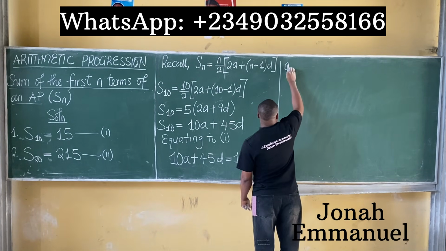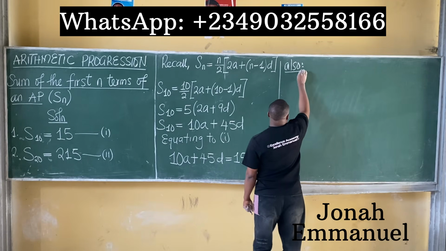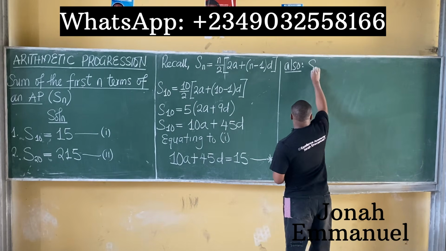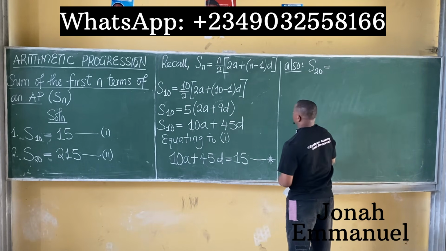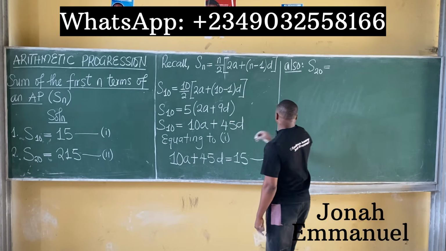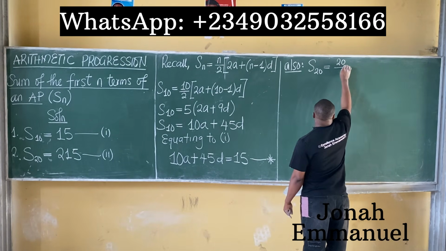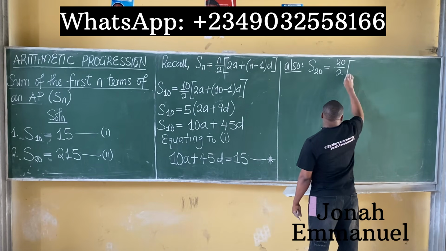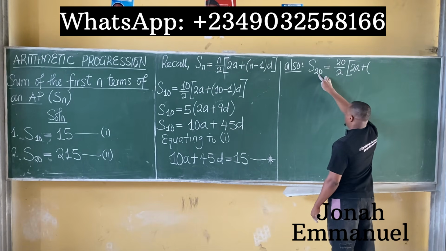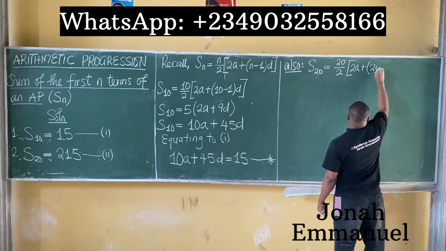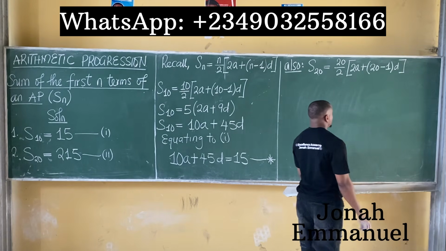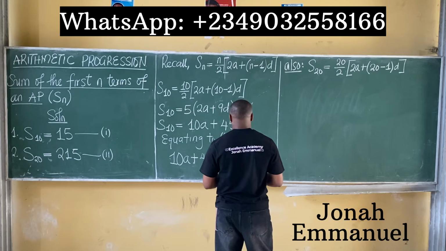Let's do it for 20. For S20, n is now 20. It becomes 20 over 2 into 2a, that's 2 times a, plus (n minus 1)d. What's n? n is 20 in this case. It becomes (20 minus 1)d. So we have this. All right, let's proceed with this.